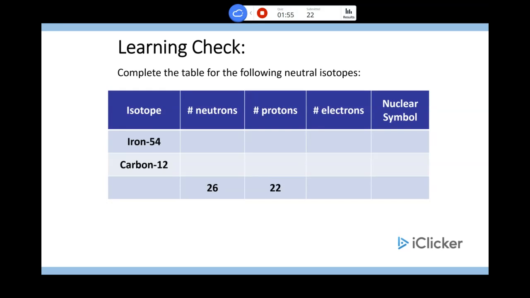If it is a neutral atom, and these are not specified neutral, so it's not explicitly stated.